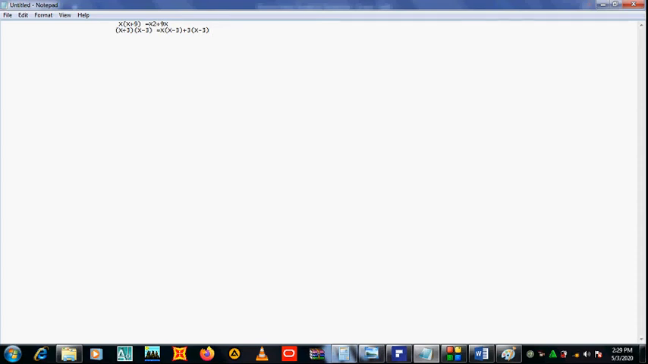This equals x square minus 3x plus 3x minus 3 times 3, which is 9. Adding these terms, x square minus 3x plus 3x is 0, then minus 9 is the solution. Okay.